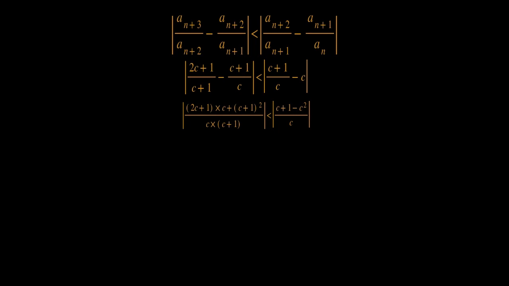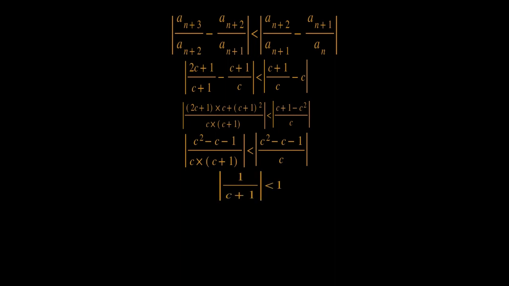Taking out a negative 1 factor from the numerator of the right hand side out of the absolute value doesn't change the value, and so we're left with c squared minus c minus 1 over c times c plus 1, all in absolute values, is smaller than the absolute value of c squared minus c minus 1 over c.